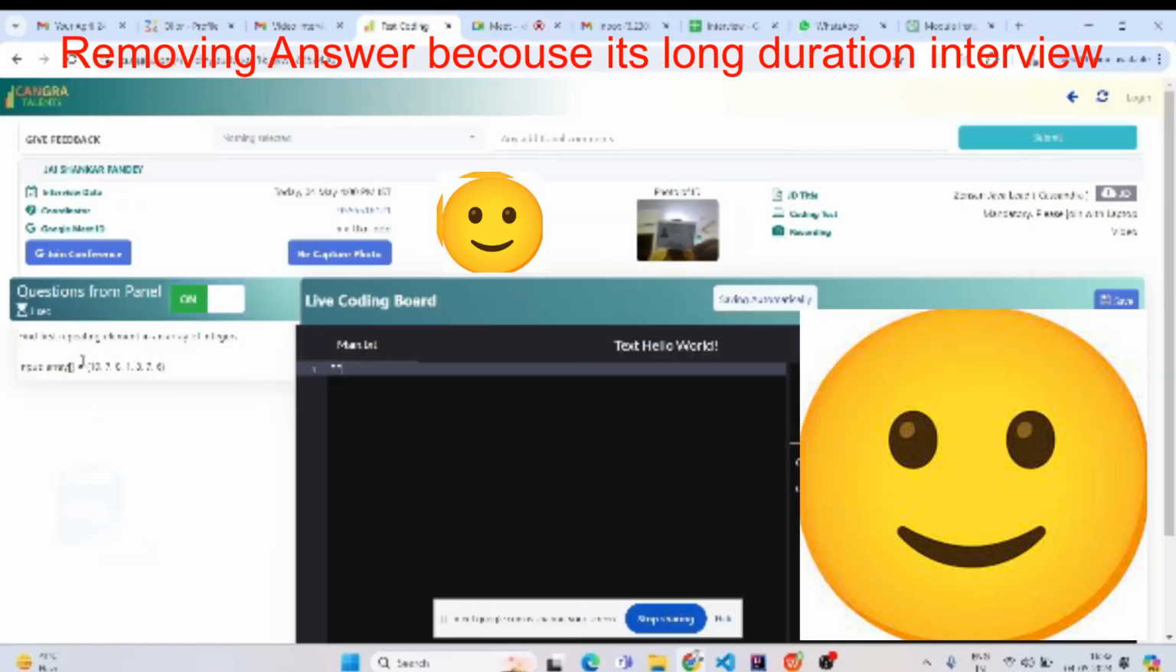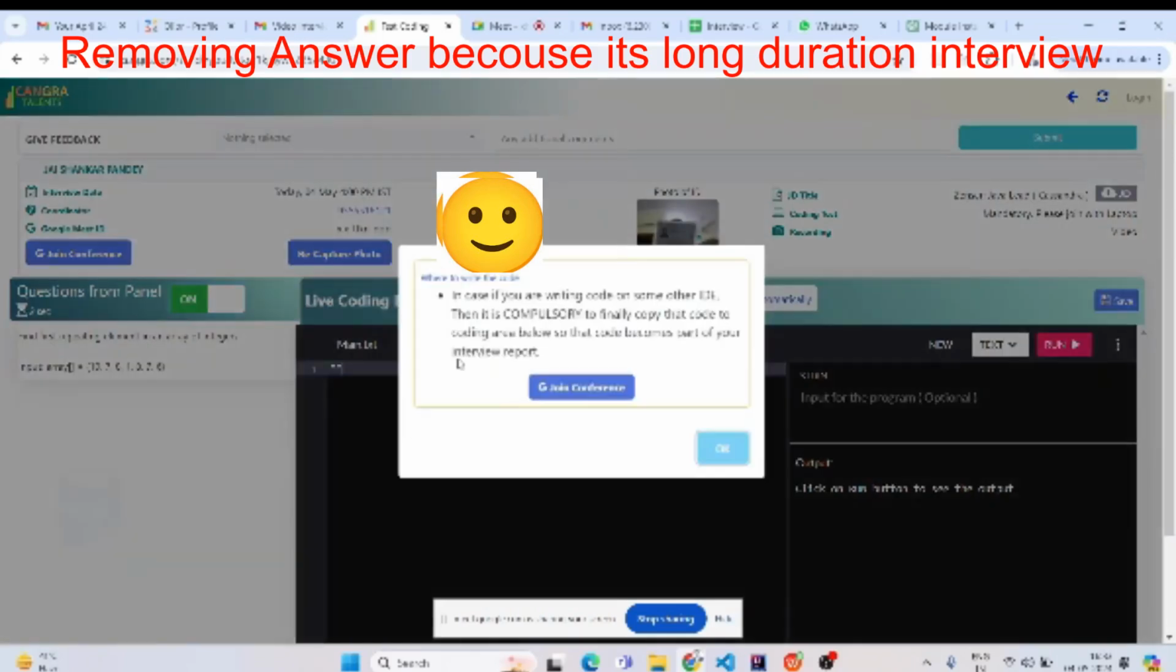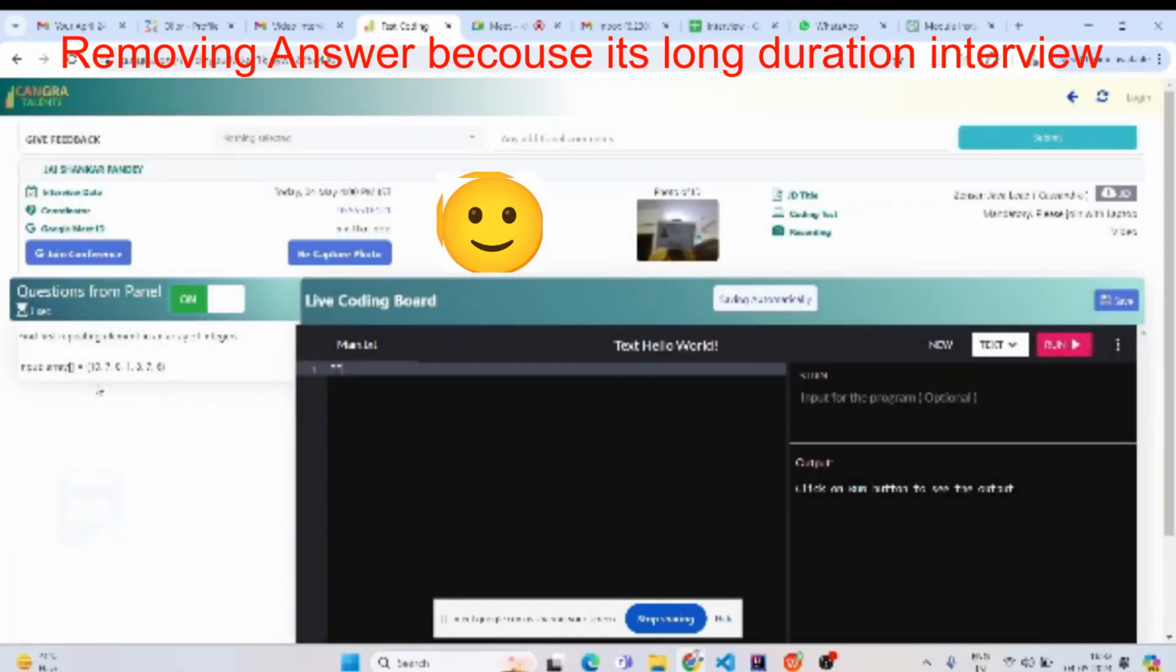You see one question, okay? You need to find the repeating element in an array. I mean, the first repeating element. So we have one integer array. In that, you need to find the first repeating element. So here the first repeating element is 7. Yes.